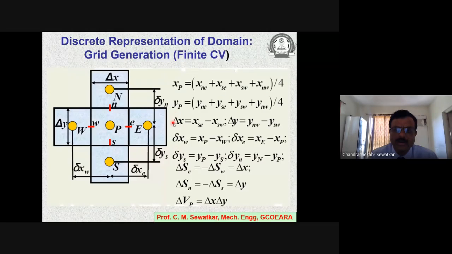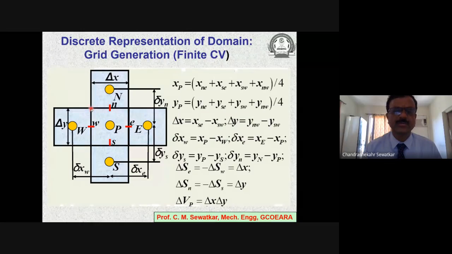Similarly, I can also determine the size of the faces. The size of faces is either delta x or delta y. Delta x I can determine by using, let's say, the x coordinate of this vertex and the x coordinate of this vertex. That is x se minus x sw. That gives me delta x. Similarly, delta y, maybe you can use y nw and y sw. So this gives me delta y.